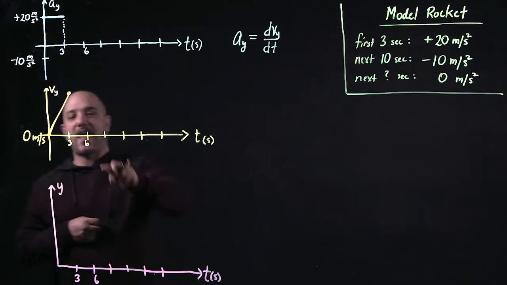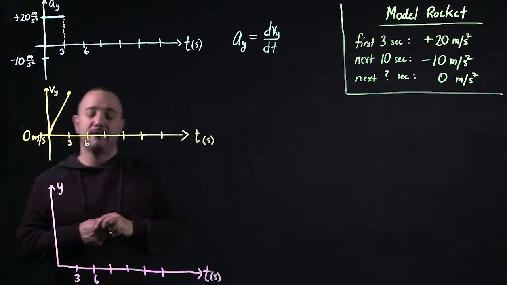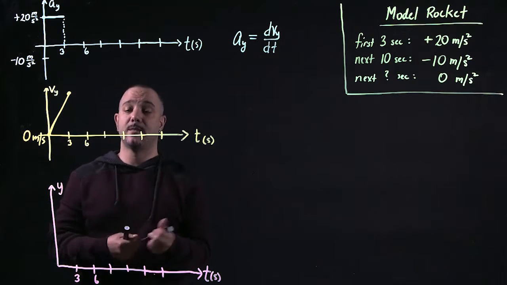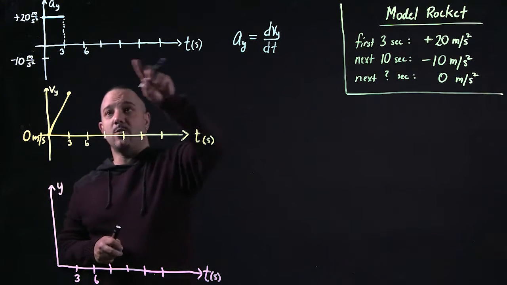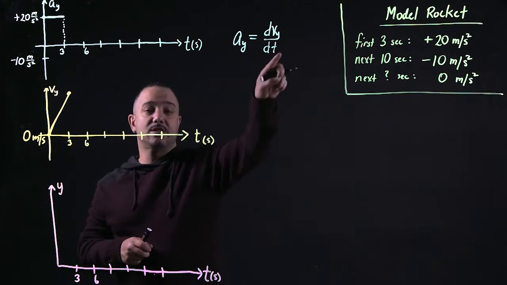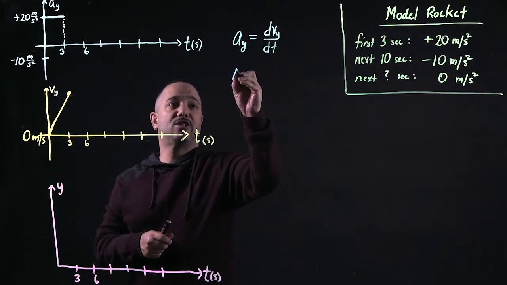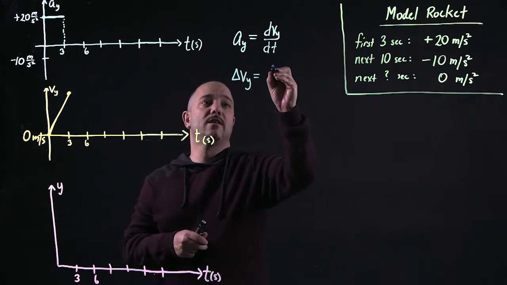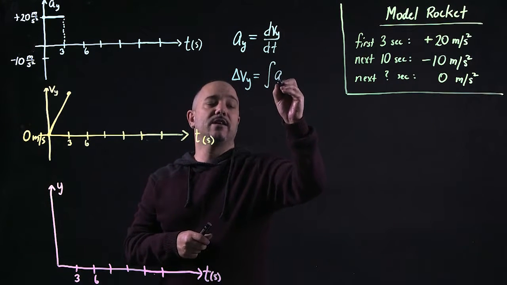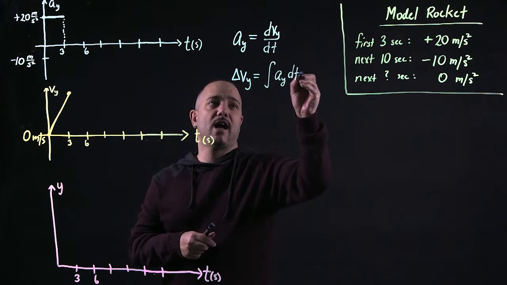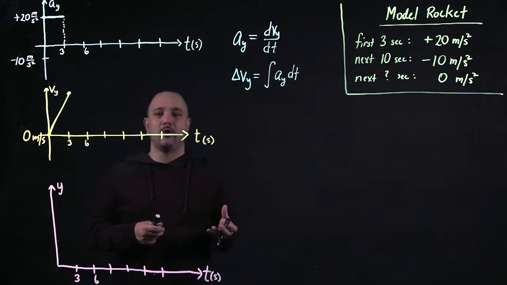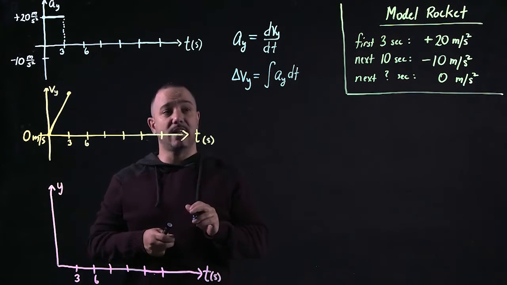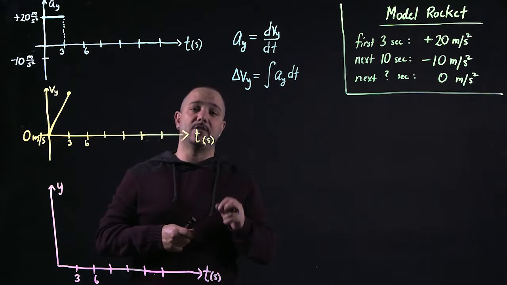And now we need to know the value. What is the velocity at 3 seconds? All right, so there's two ways of going about doing that. First, we can invert this relationship and write that the change in velocity is equal to the integral of the acceleration over time. Remember that an integral is really just area under the curve. So the change in velocity is the area under the acceleration curve.